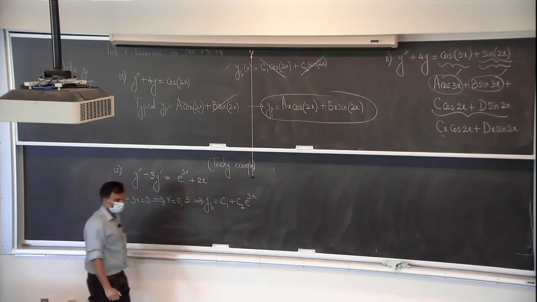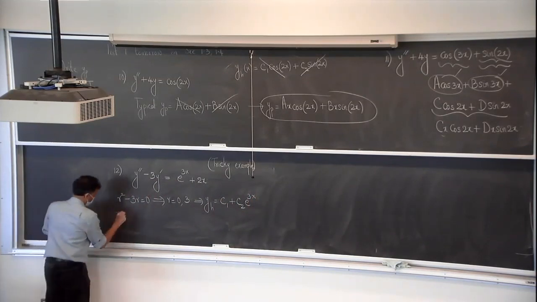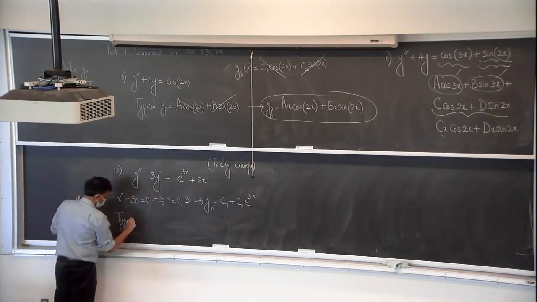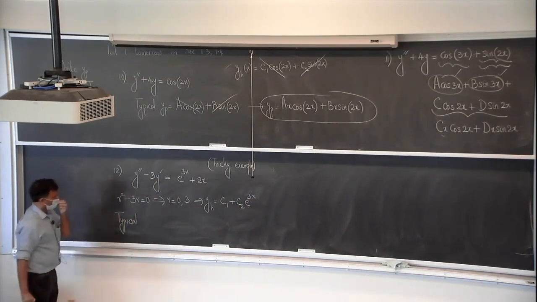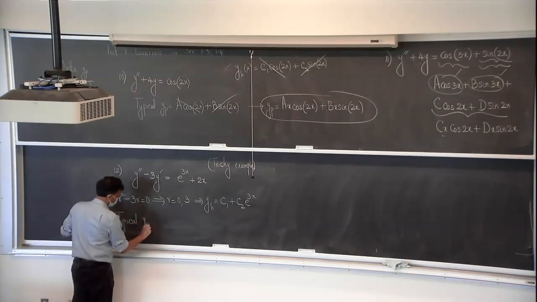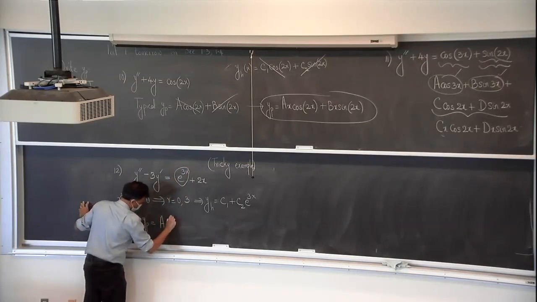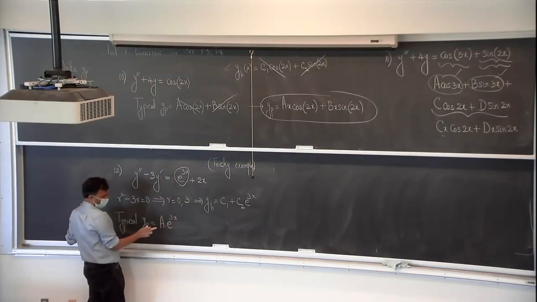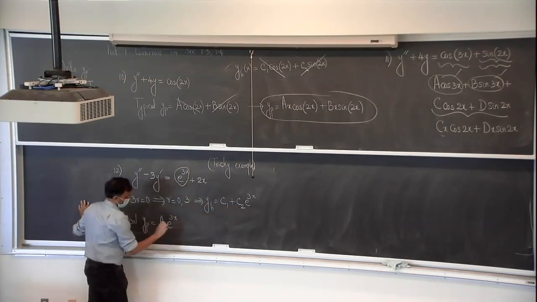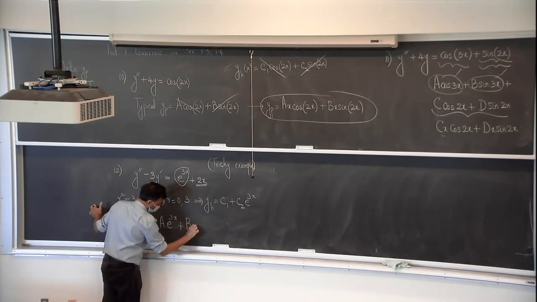I hope all of you agree with my yh. C1 plus C2 times e to the power of 3x. Now comes the crucial step. If you can survive this, I think the rest is just routine plugging in. So typical yp based on each of these terms, exponential function. But now you know that's not going to work because of this. Then you have a polynomial of degree 1.